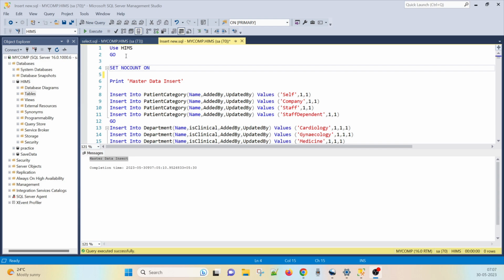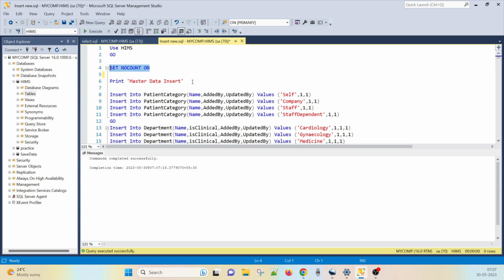In this session, we are going to see how to insert the data in tables and select the data from the tables. Means there are some joins in the select query, so we will see that. First of all, I am using the HIMS database, then SET NOCOUNT ON. SET NOCOUNT ON is used to hide the number of records.